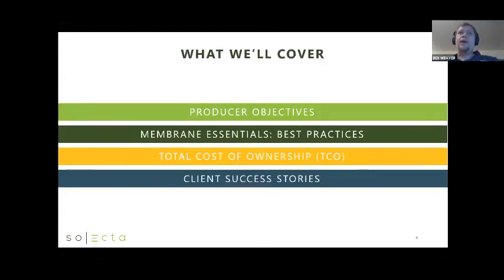So what we'll be talking about here. Number one, we'll be focusing on producer objectives, and we spend a lot of time understanding what the goals and priorities of clients are, because every solution is going to be slightly different and tweaked to each client, depending on their business drivers and their goals of what they want to accomplish. We'll touch on membrane essentials, some best practices in UF. So what are the things that we want to monitor, things that we want to track to make sure that the performance of our UF system is optimal.